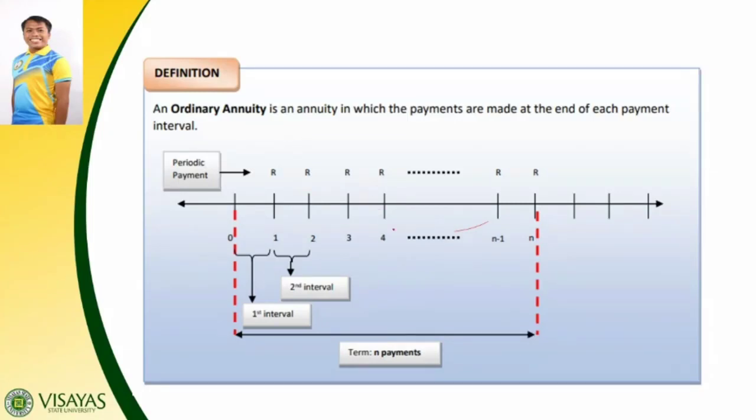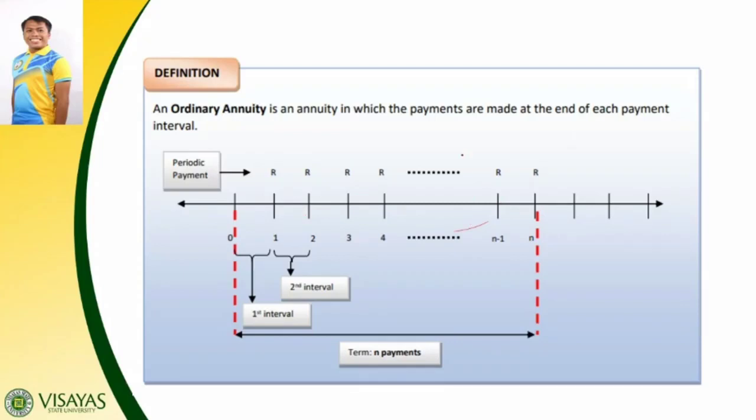Okay? So starting with ordinary annuity, the definition: it is an annuity in which the payments are made at the end of each payment interval. So if it is monthly, then the payment is made at the end of the month, not at the beginning of the month. So the payment starts at the end of the first interval, then the second interval, third, fourth, and so on.